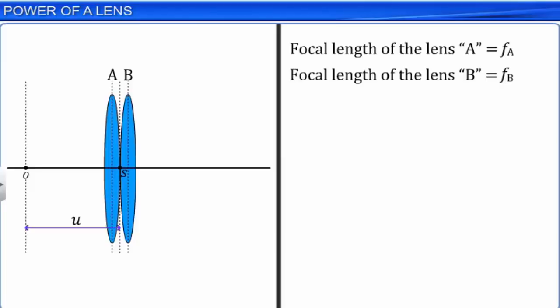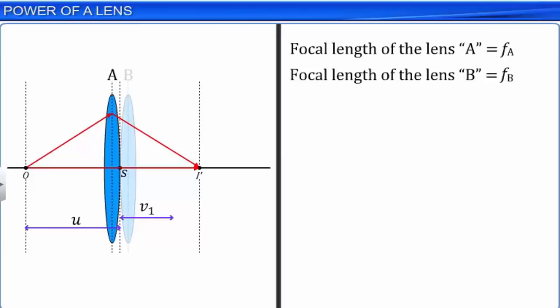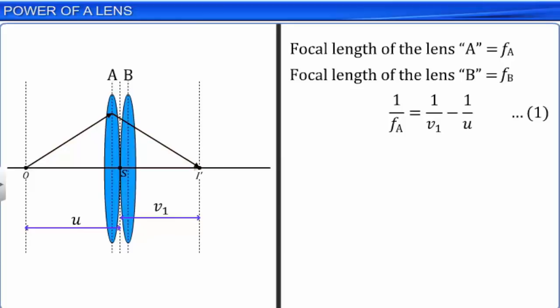If there were only one lens, A, the image of the point object O would have formed at I'. Let the distance of the image be V1. Using the thin lens formula, we can write that 1/FA is equal to 1/V1 minus 1/U. Let this be equation 1. If the presence of the second lens is also considered, the final image will not be formed at I'. Let us analyze the refraction through the second lens.